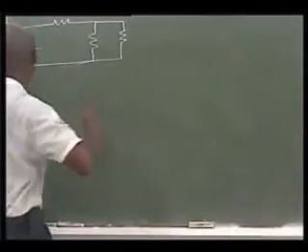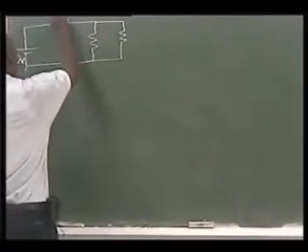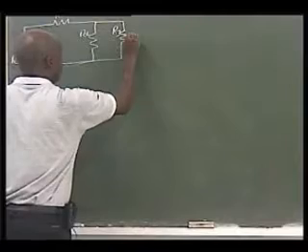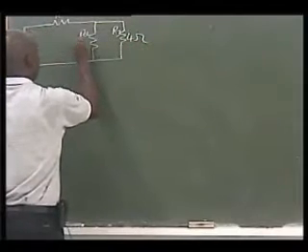Once again, we have our source, which is 10 volts. We have R1, we have R2, we have R3. R3 is 4 ohms, R2 is 2 ohms, and R1 is 3 ohms.